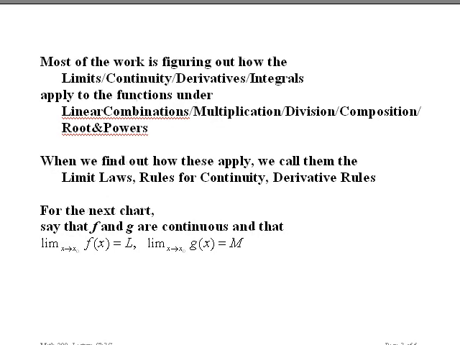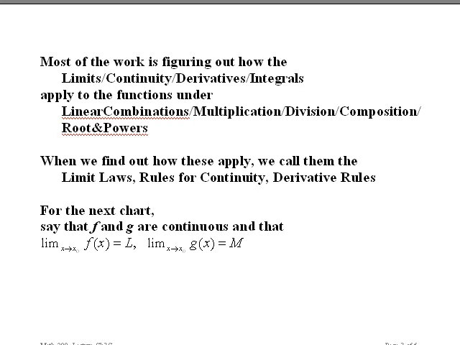Most of the work in this class is figuring out how the limits, continuity, derivatives, and integrals apply to the functions under linear combinations, multiplication, division, composition, and roots and powers. Once we figure out how these apply, we call them the limit laws, or the rules for continuity, or the rules for taking derivatives. Okay, so I'm summarizing the results on the next chart.